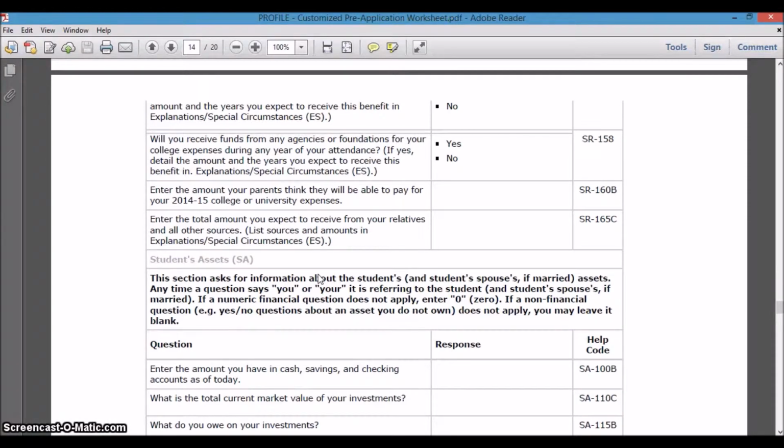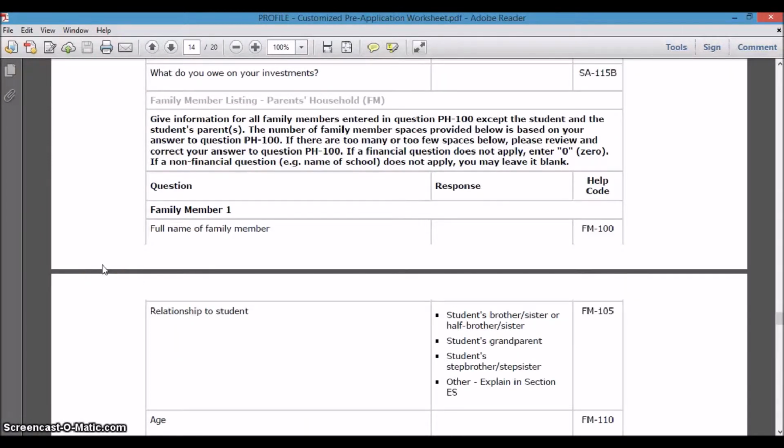But most of you would not have any assets because you don't have steady jobs. So most of these sections do not apply to Ethiopian students. The next section we'll be discussing will be the family member listing. This is an extension of the answer you provided in the previous section, in which you stated how many people are dependent on your parents.